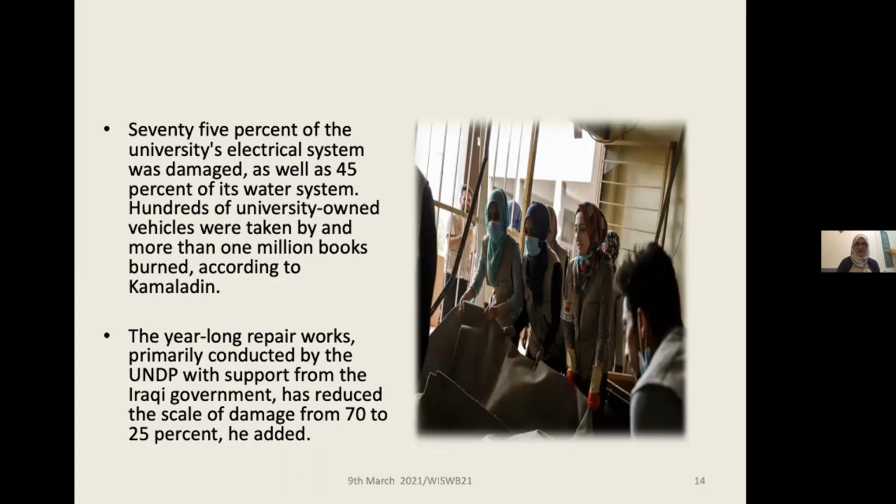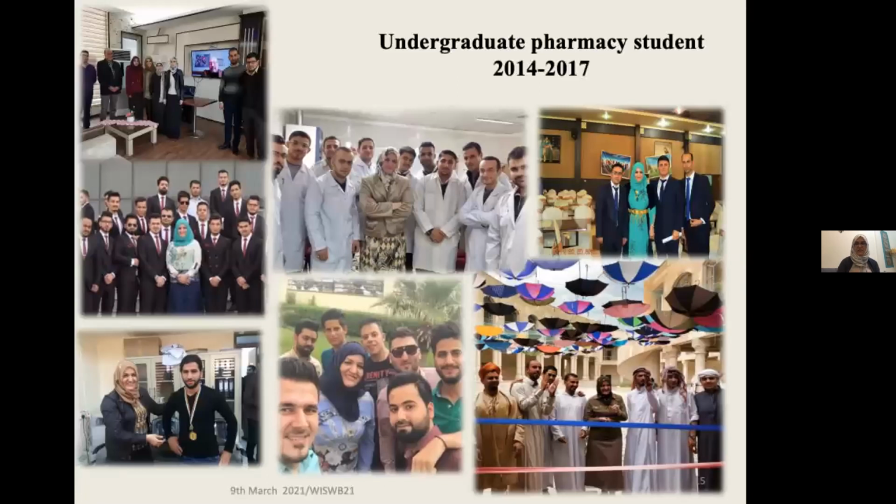The year-long repair works, primarily conducted by the UNDP with support from the Iraqi government, have reduced the scale of damage from 70% to 27%, as he added. But as you see from this bright picture, we actually did a lot of accomplishment and jumped over a lot of obstacles and difficulties at that time. And we tried to graduate the batches of undergraduates. Actually, there were more than three batches, and the fourth was for those who continued the final exam.